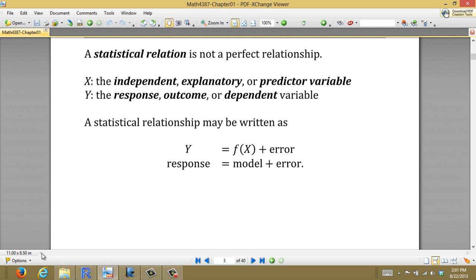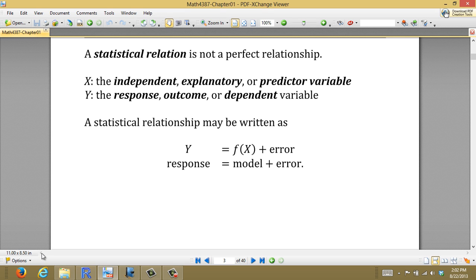And in a statistical relationship, we're still going to have an x and a y, but the x can be described more broadly as the independent, explanatory, or predictor variable. I'll typically go between explanatory and predictor variable in terms of what I actually call it. And y is now called the response, outcome, or dependent variable. I'll typically favor calling it the response variable, though I could use any of those terms interchangeably.